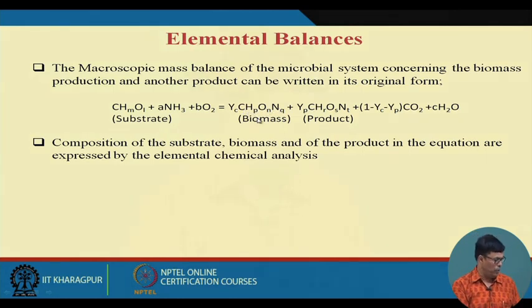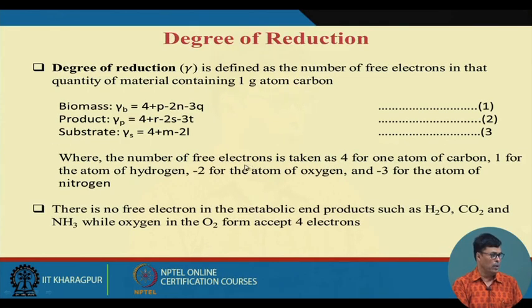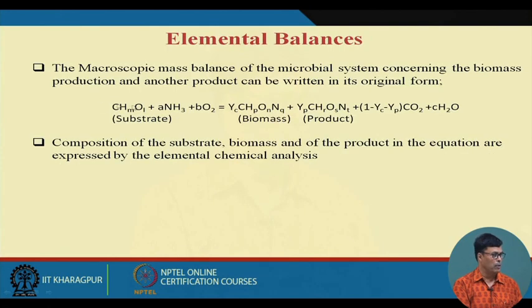Now, for free electrons, carbon has 4 free electrons, hydrogen has 1 free electron, and oxygen always takes 2 electrons because it has 6 electrons in the outermost orbit and can take 2 electrons, and minus 3 electrons for nitrogen. So this is how we can write the free electron balance. For biomass, it is 4 plus p minus 2n minus 3q.